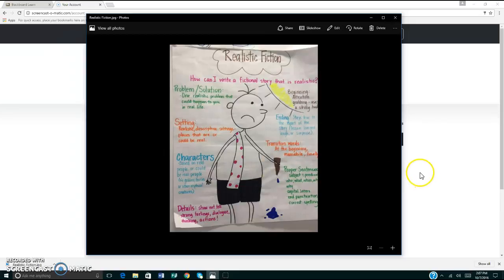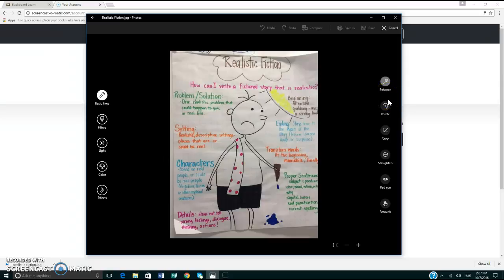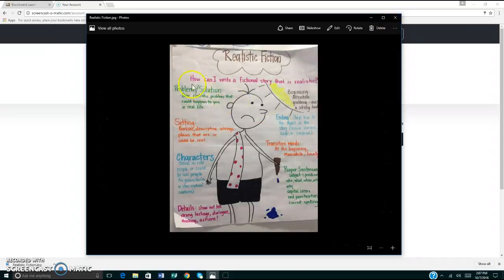But I'd like to share with you a summary of some of those just for a second so we can all make sure we're on the same page, okay? One of the first things we need to ask ourselves is the realistic piece of realistic fiction. Look at this question up here on this anchor chart. How can I write a realistic fiction story that is realistic? Well, here's how. All of these are different components of a story, and underneath them are ways that, in a realistic fiction story specifically, we can make our stories feel realistic.